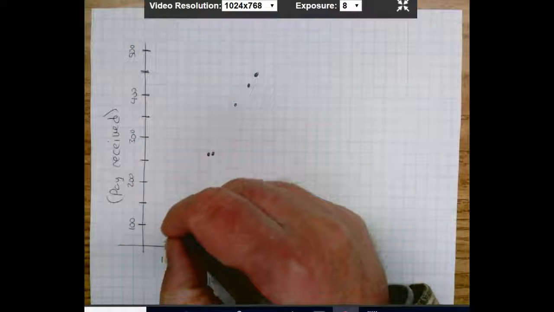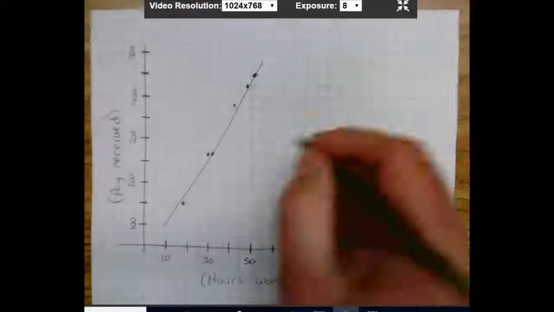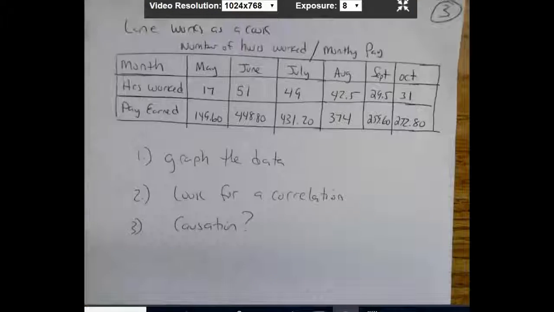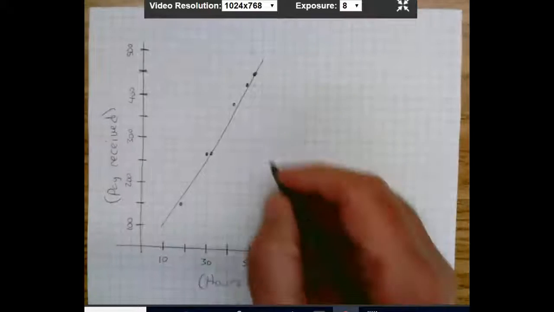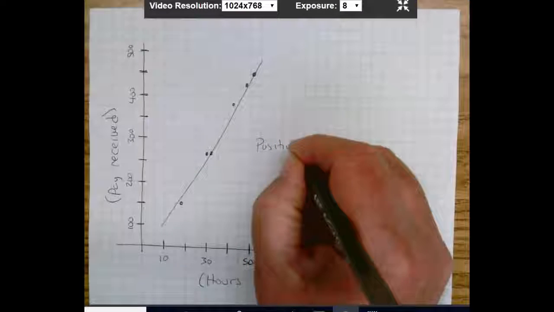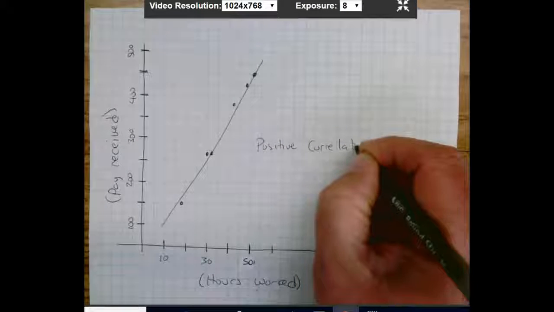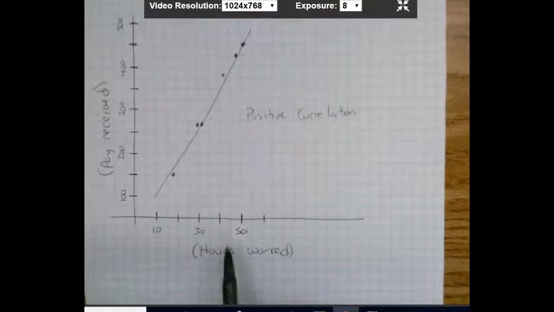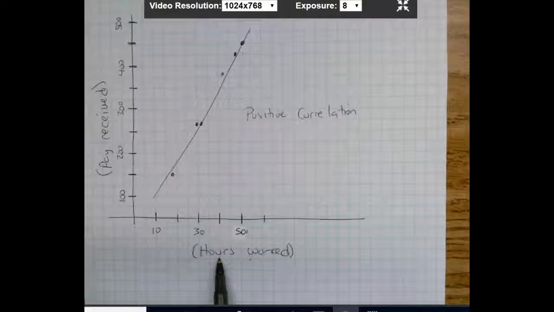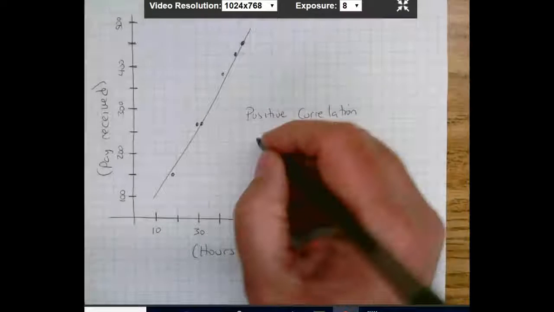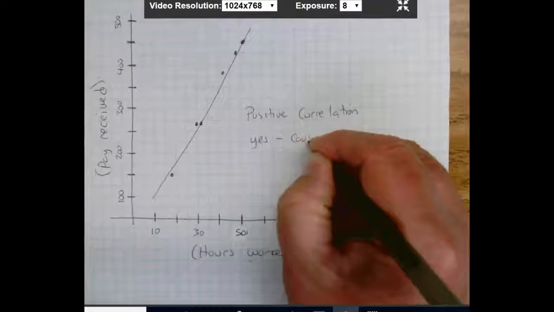We can see then if we draw a line, right? So then we have our data set, right? Graph the data, look for a correlation. It's going up. As one goes up, so does the other. So we got a positive correlation. Okay, and then we got causation. And causation is, does one thing affect the outcome of the other? And you could probably say, yeah, because the more hours you work, if it's based on how much you're paid per hour, then your pay increases. So we'd say yes, causation.